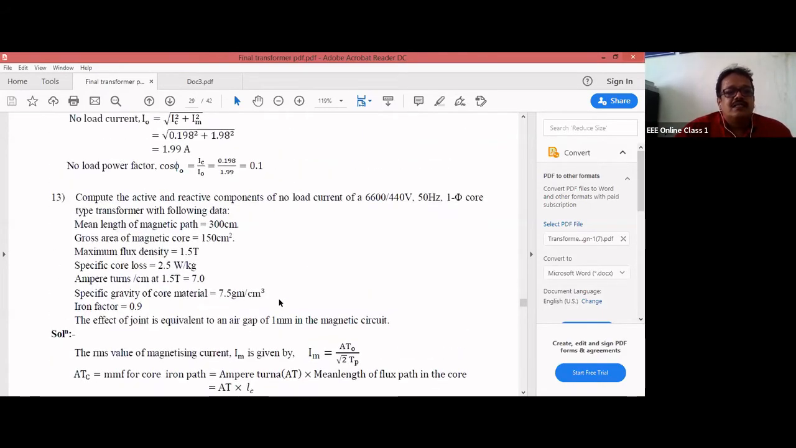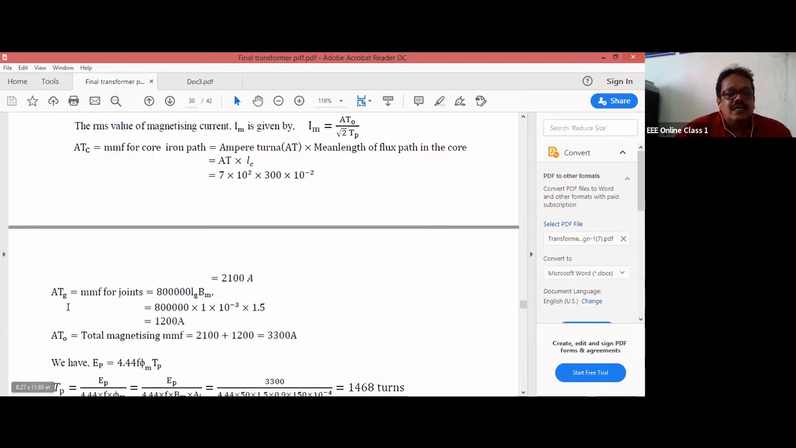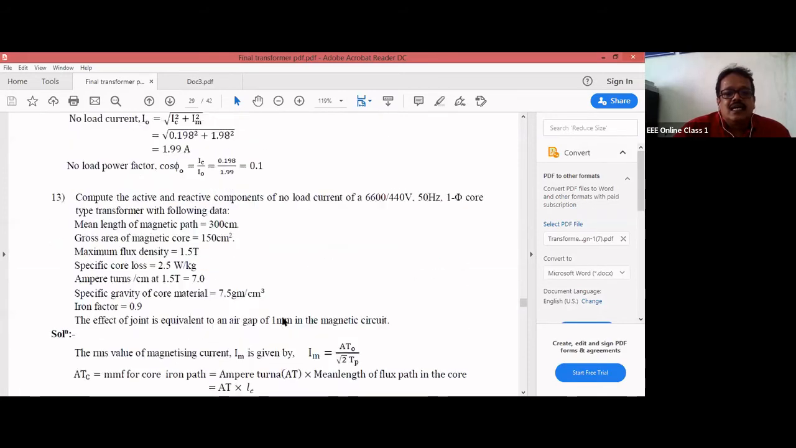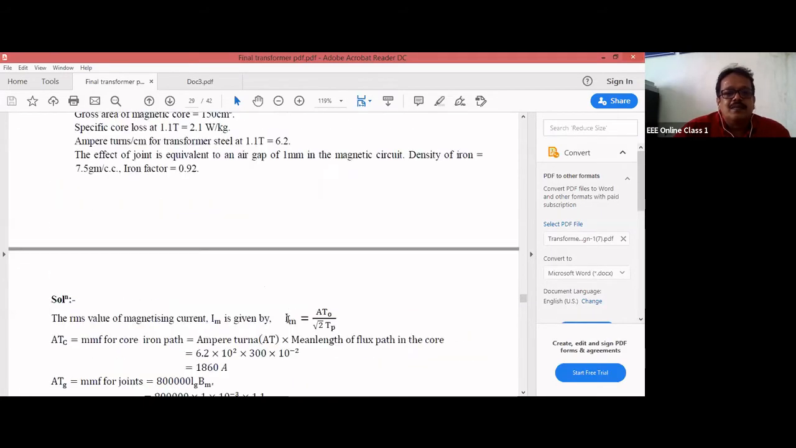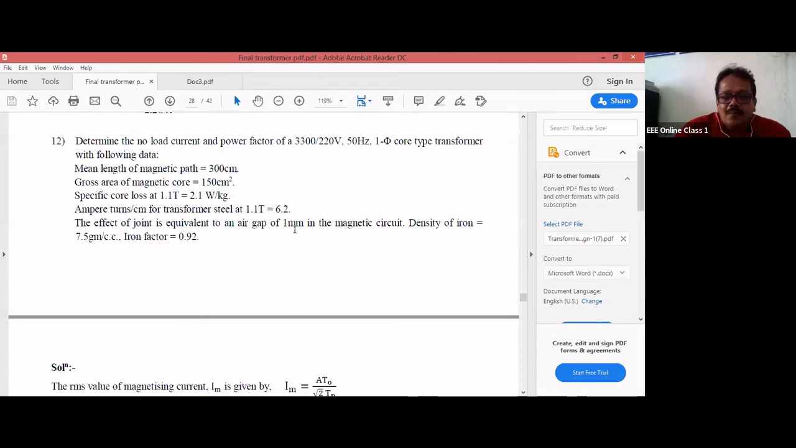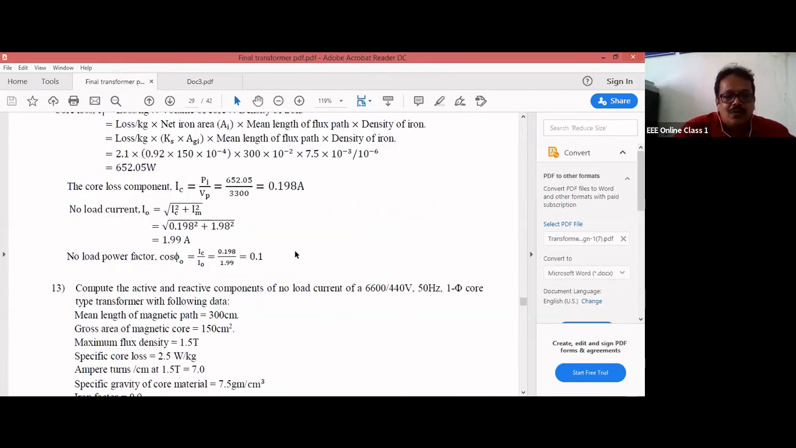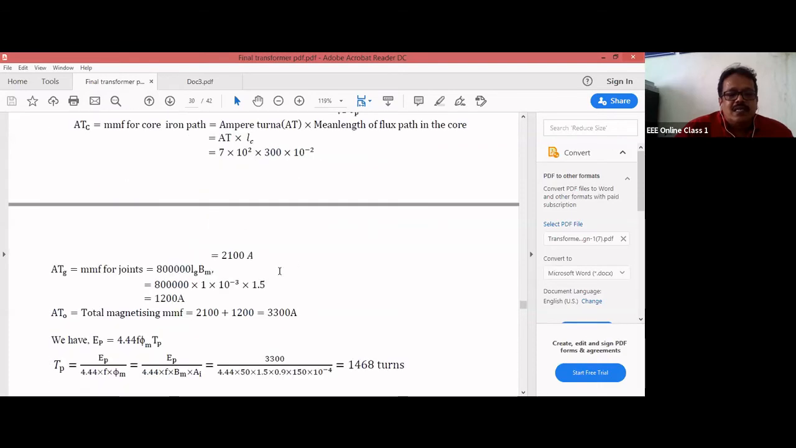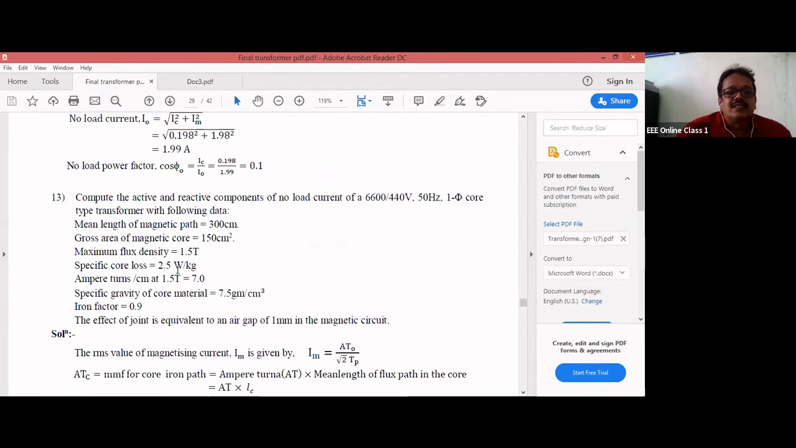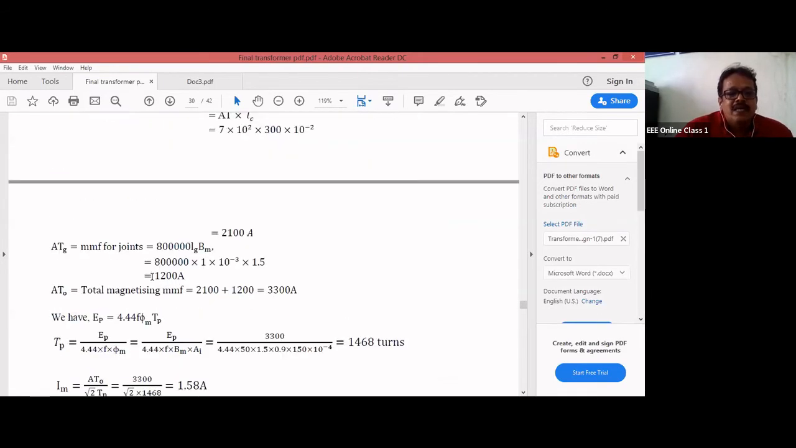Now, next you can go there. You can see that ATG is nothing but the MMF for joints, given by the formula 800 times LG into BM. So what is LG here? Length of the air gap. The air gap given in the problem is 1 mm. So convert into meter, 1 into 10 power minus 3, and the flux density is 1.5 T, the maximum flux density 1.5. Calculating, ATG is 1200 amperes.